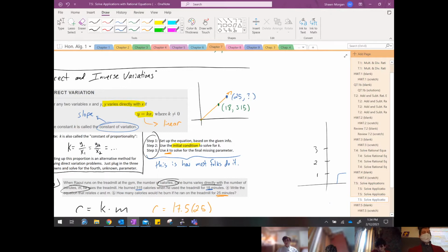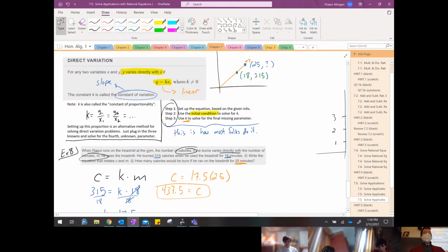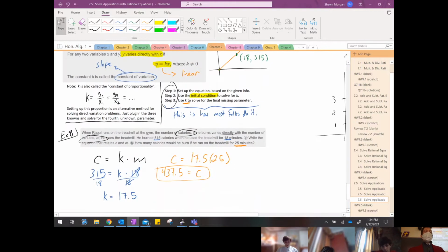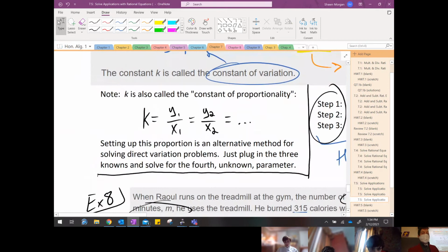Sebastian: Wait, K is how many calories per minute? In this case, yeah. When we solved for K, and by the way, it might be a good time to mention what I've got right here on this slide. When we solve for K in a direct variation problem, K is sometimes referred to as the constant of proportionality, because the way that you would solve for K is you would divide the output over the input, Y over X.